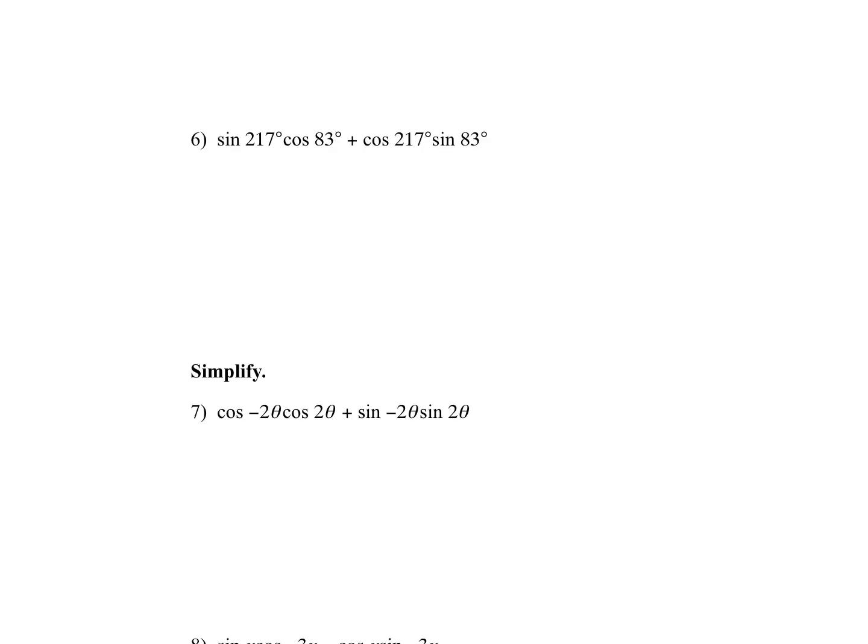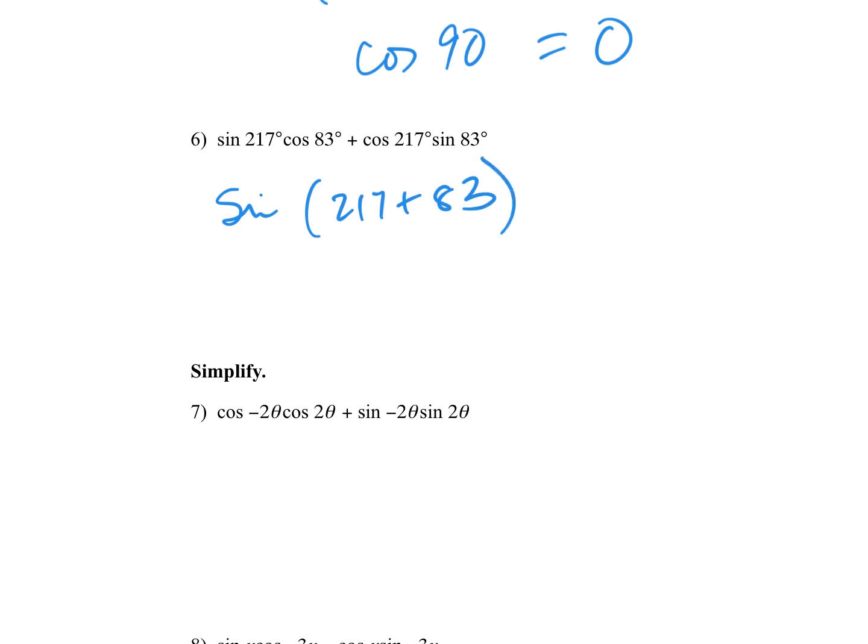So this is also cosine, cosine, sine, sine. So you're looking at the sum and difference with cosine. And since there's a minus in the middle, it's also cosine of 8 plus 82, which is cosine of 90, which is 0. The next one is sine cosine plus cosine sine, and since it has a plus in the middle, it's the sine of 217 plus 83, which is the sine of 300, which is negative root 3 over 2.